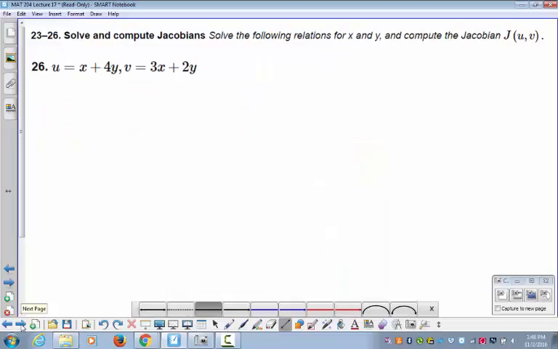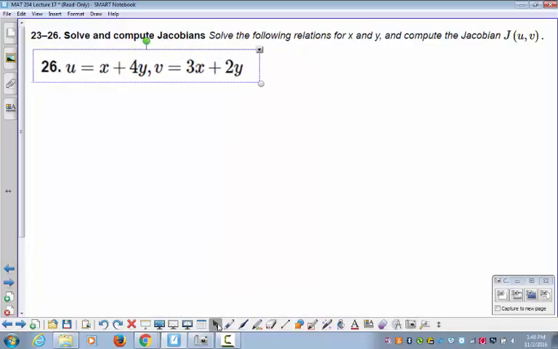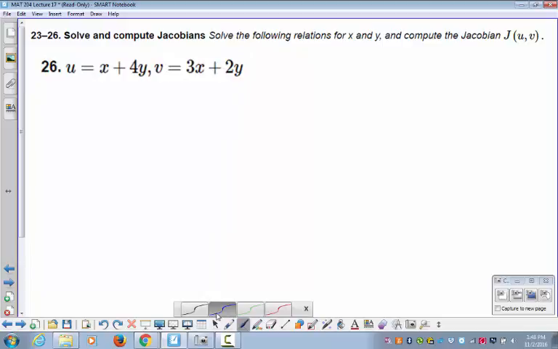So here, solve and compute the Jacobian, solve the following relations for x and y. They've given us our transformations here, but we have to have x equals something and y equals something in order for us to find the Jacobian. So let's solve this system for x and then for y. The easiest way may be to eliminate x first.